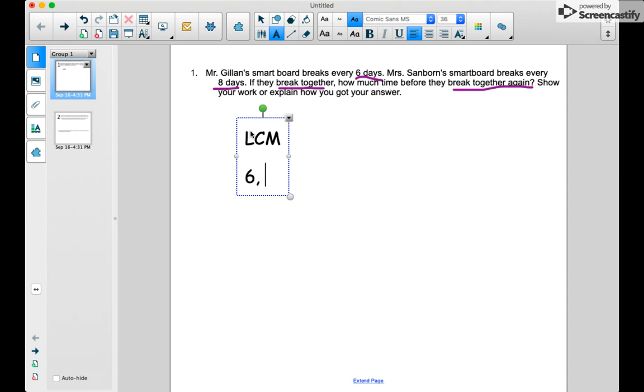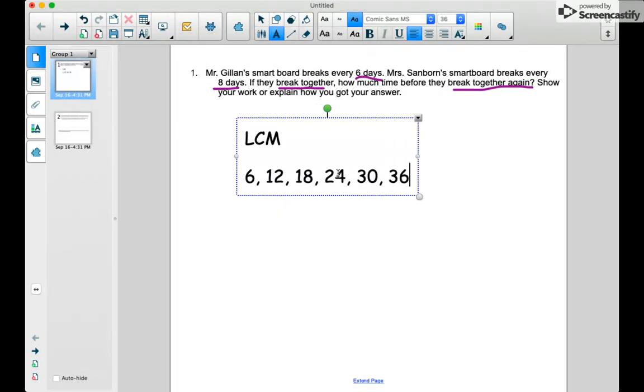So I'll do 6, 12, 18, 24, and I'm getting this by either thinking 6 times 1 is 6, 6 times 2 is 12, 6 times 3 is 18, 6 times 4 is 24, or I just add 6 on each time. Now, that's as far as I'll go for now, and then I'm going to start skip counting by 8.